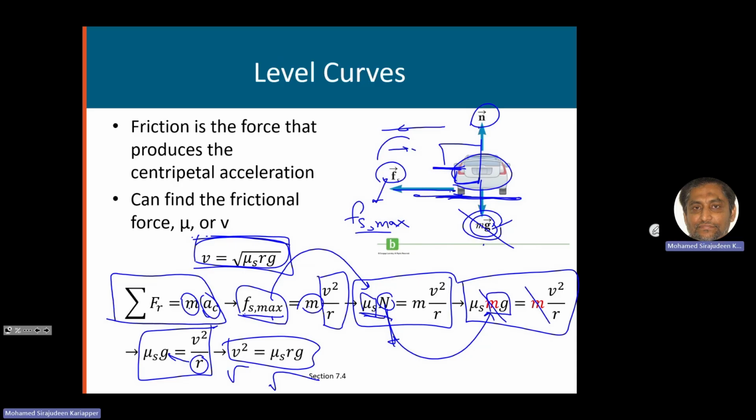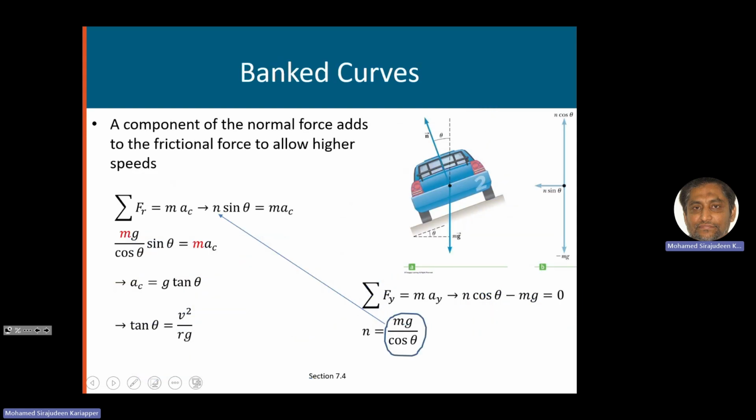So if the coefficient of friction is given for that particular road, and suppose the car has to go at a maximum speed of, say, 100 kilometers per hour and take that turn, then you have to make sure we have this much friction between the tires and the road. Otherwise, it will not make that curve. So this is one of the applications of the centripetal acceleration and centripetal force we just learned. Okay, now we go to this.